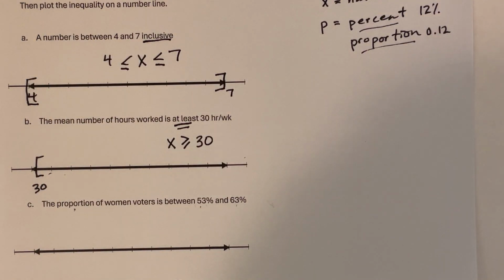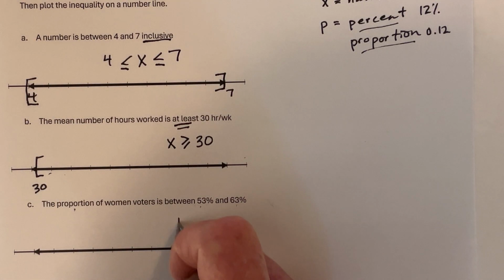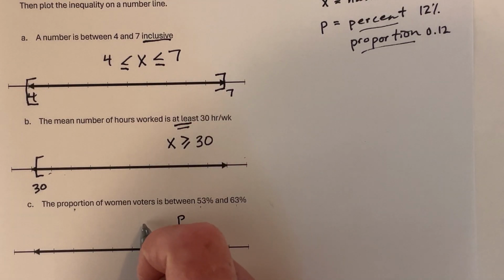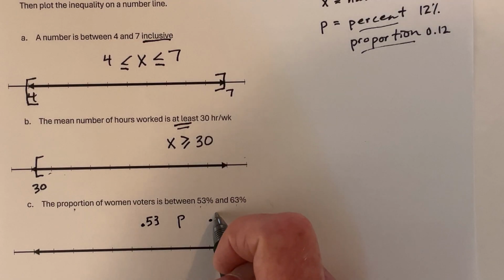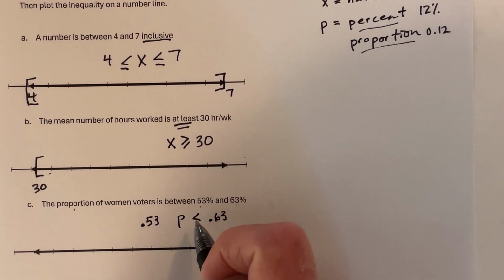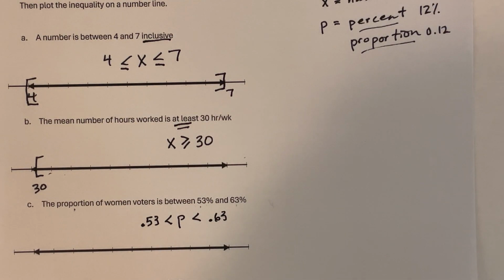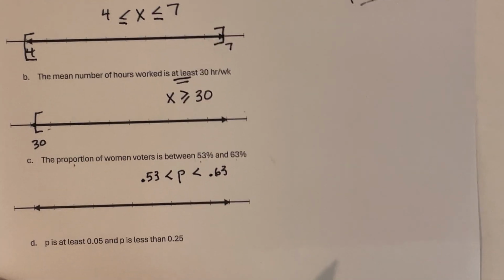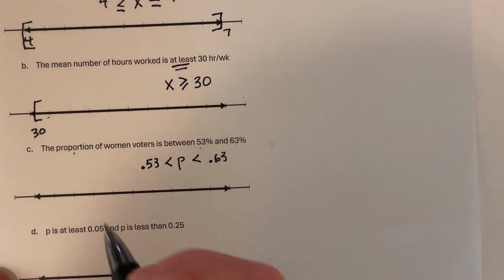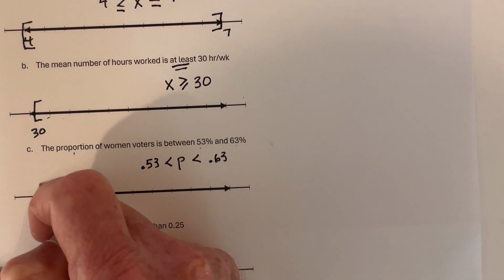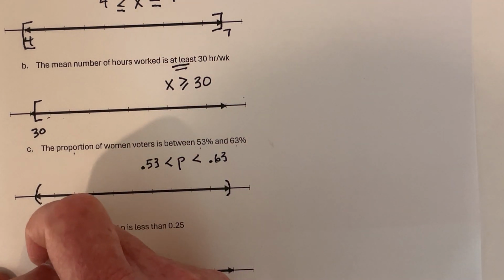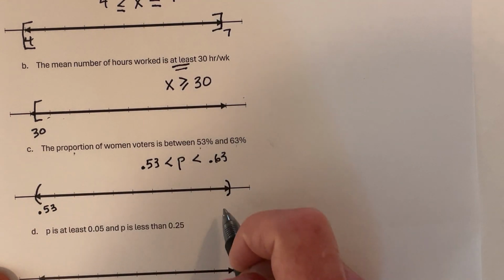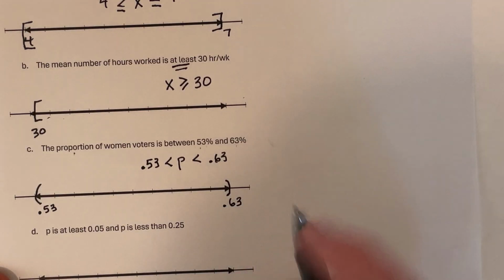Just 0.53 is fine. So I use P, and it's between a 0.53, and this one would be a 0.63. And then just do the little less thans, and that's the algebraic inequality. And so then, because this doesn't have an equals, that's when you use a round parenthesis instead of a square bracket. So this one's going to go from 0.53 to 0.63.